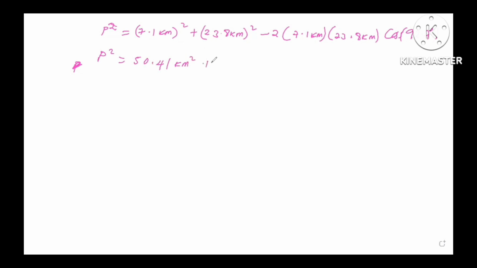Then, when you square root it, it will be 50.4. No, we haven't reached that stage. Because we are also squaring the kilometer. You don't do that until you simplify things. All right. So what is 23.8 kilometers squared? 566.44.